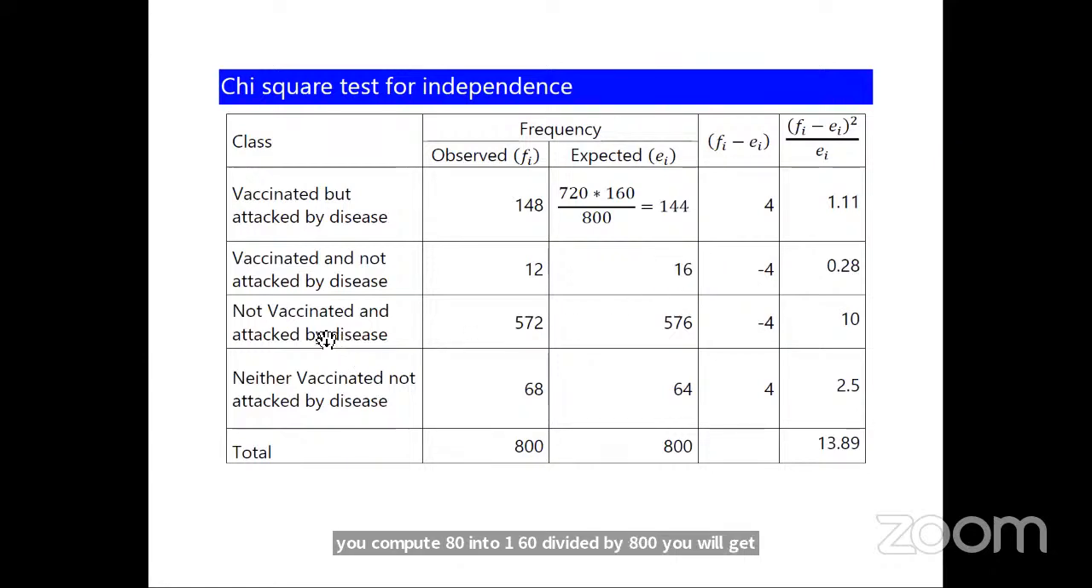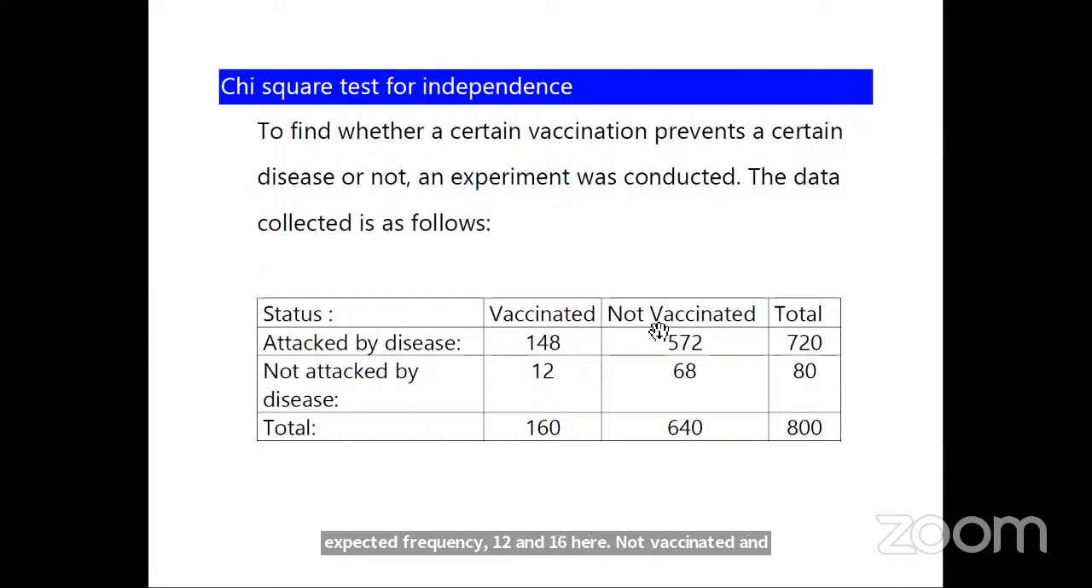Now, the next class is not vaccinated. This is the actual value we have, and this is the expected frequency, 12 and 16 here. Not vaccinated and attacked by the disease. Not vaccinated and attacked by disease means this is the observed value, that is 572. Now can anybody tell me how we can find the expected frequency of this particular cell?